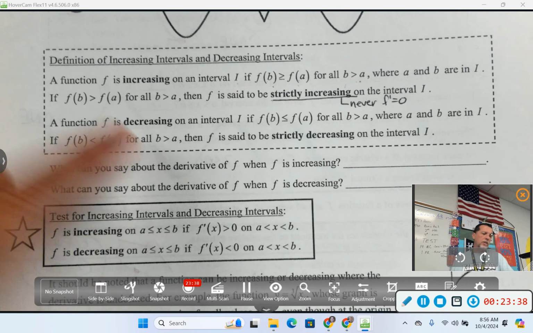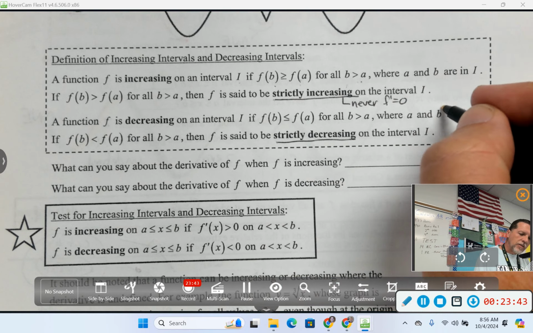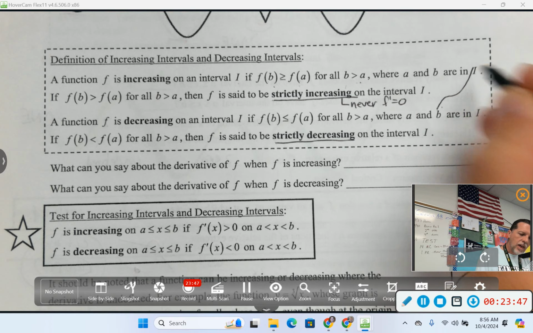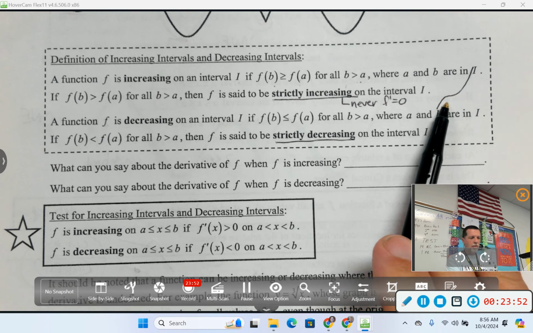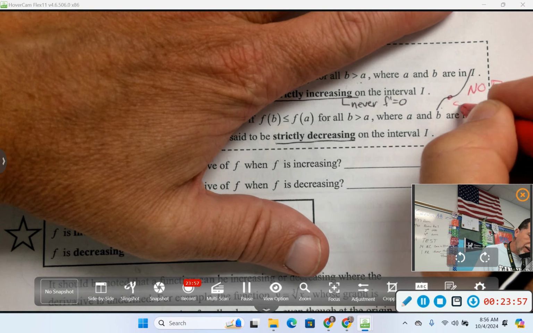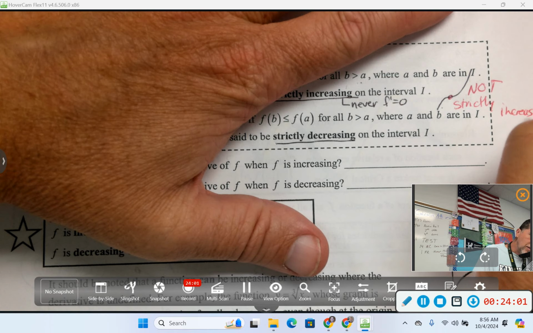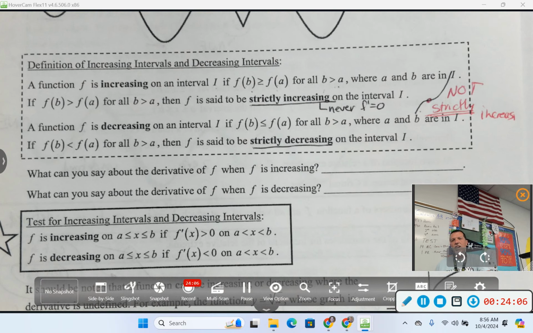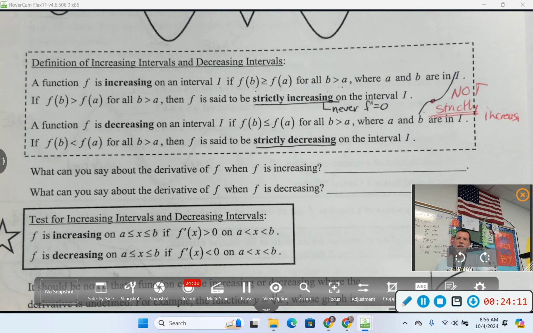Same thing for decreasing. You know what decreasing means. Strictly decreasing means it never levels off. So what that would look like, that function is not strictly increasing because of a spot like right there. So strictly makes it a little stricter on what it means to be increasing. That function is increasing, but it's not strictly increasing because there's a spot where it levels off.